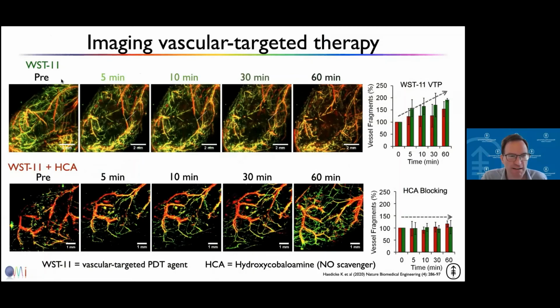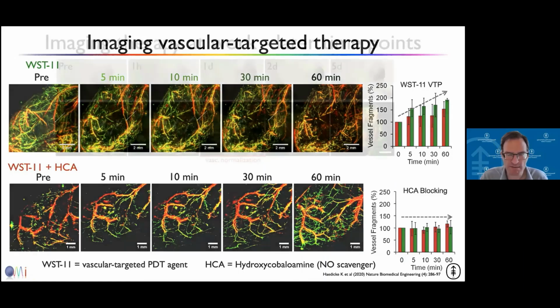The agent was injected, laser light on, and after 5 minutes, you can see that this vessel starts to get thinner. Here it's already disrupted, here it's gone, and then after an hour, you see how this is getting pretty chaotic, and these nicely organized vessels are disappearing. If you measure the vessel fragments over time, you see an increase of vessel fragments. You can quench the process with hydroxocobalamin, which is a nitric oxide radical scavenger, and then you don't see any effects and you don't see any vessel fragments.